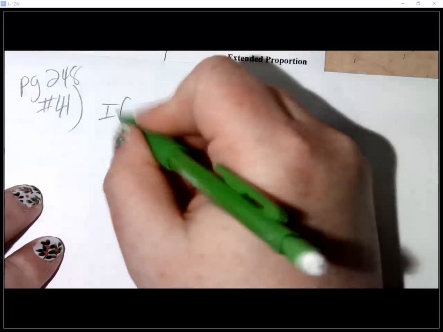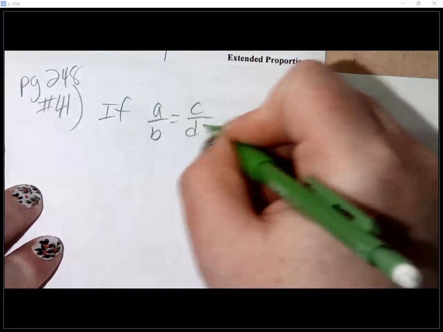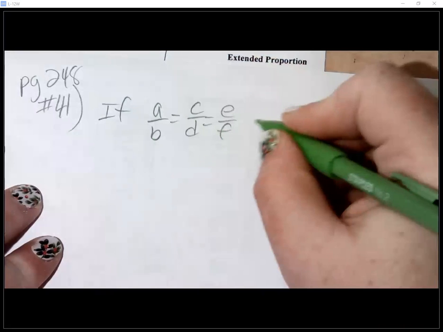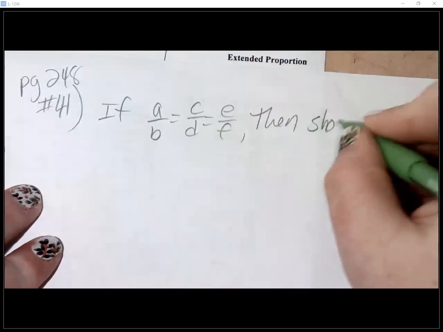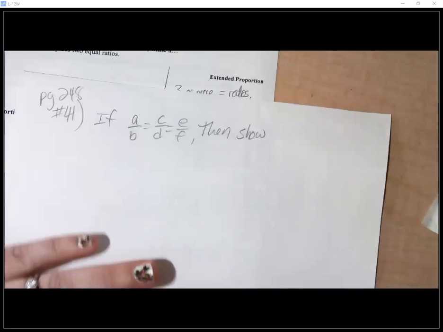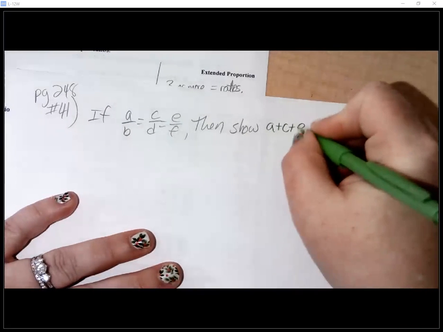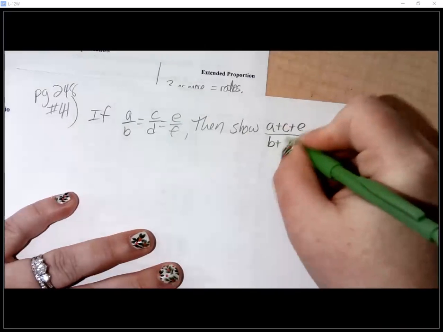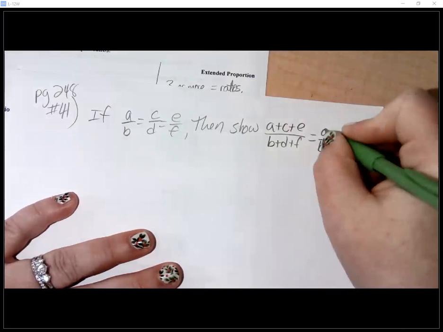So the claim is if A over B equals C over D equals E over F, then show A plus C plus E over B plus D plus F actually equals A over B. My A's keep looking like 9s. I apologize. They are not 9s.